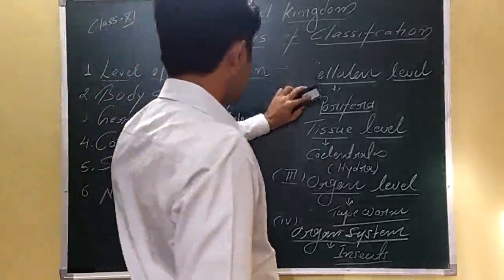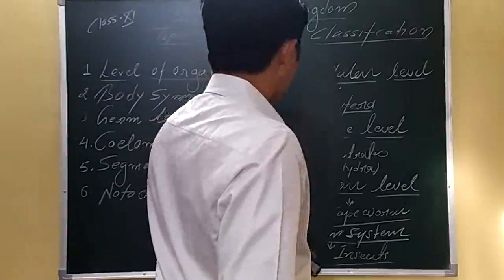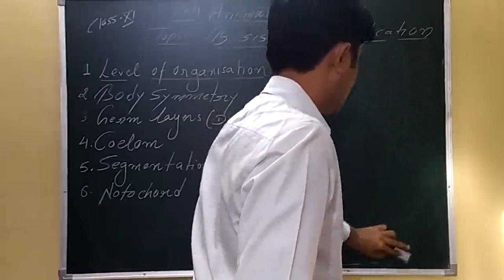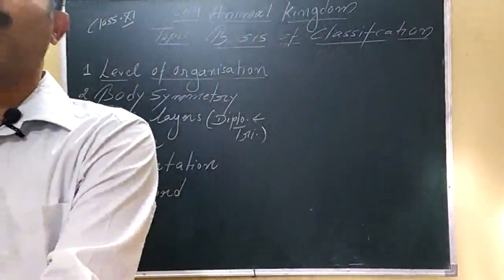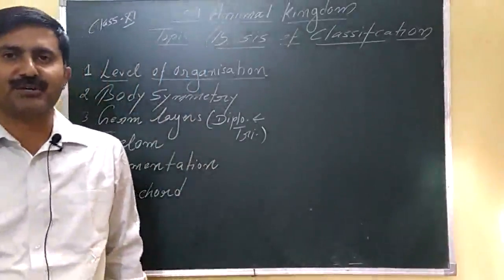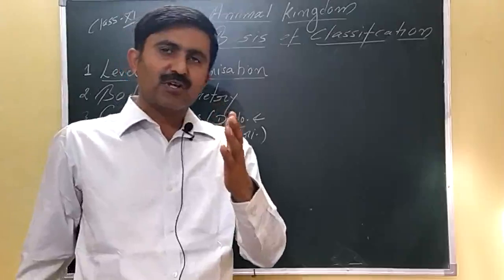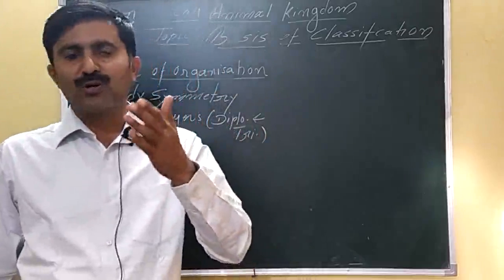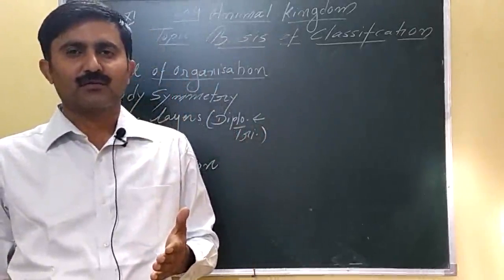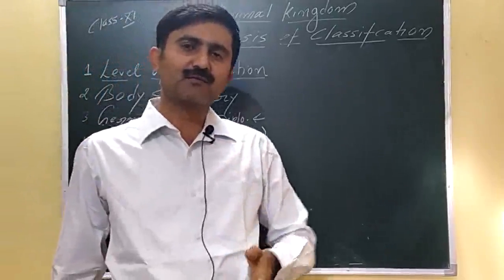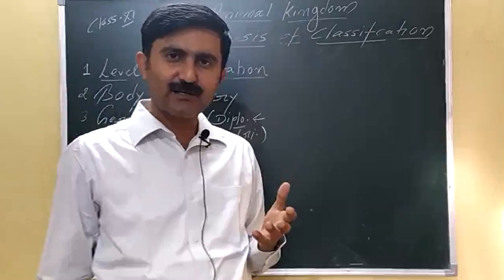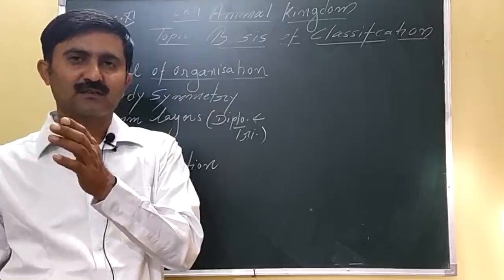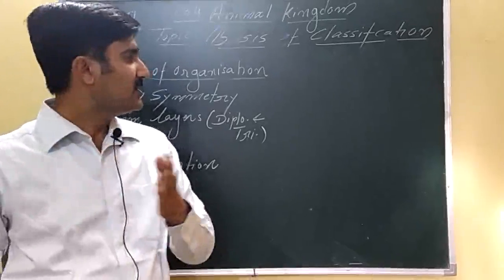Next we have is body symmetry. If we observe carefully, different organisms have different types of body symmetry. Some organisms are symmetrical. Symmetrical means that they can be cut into two equal halves. Their body can be divided into two equal halves from any plane. Then these are called symmetrical. And there are organisms which cannot be divided into two equal halves from any plane. Then these are called asymmetrical.